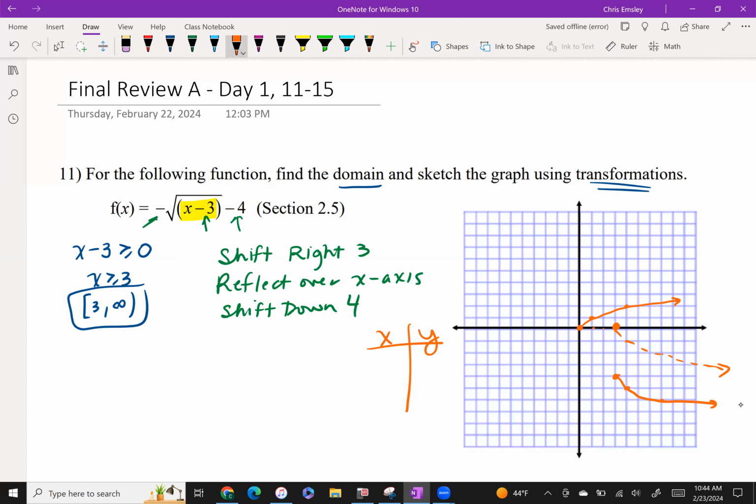If we transform and find this endpoint is right here, but we don't know where our other points are, we could plug in x equals 4 and x equals 5, 6, 7. Try some values, whatever works for you to find 3 key points to plot.